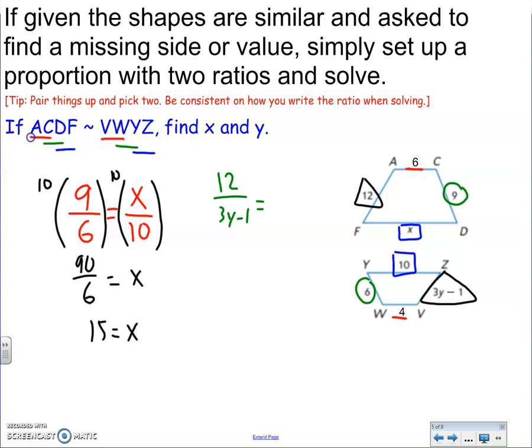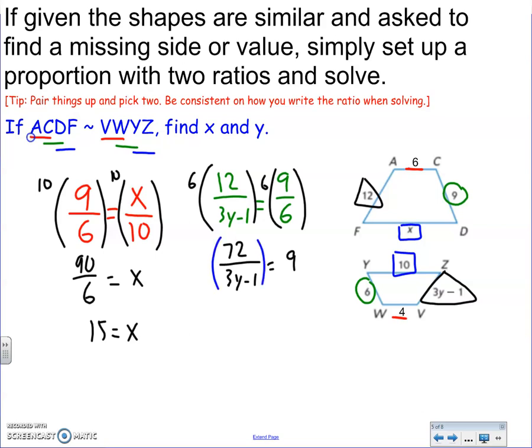equals, let's do circle over circle again. Top circle over bottom circle. I only have one unknown. Solve this, multiply both sides by a denominator. Let's multiply by 6. So that gives me 6 times 12, 72, over 3y minus 1 equals 9. I'm going to multiply both sides by 3y minus 1.